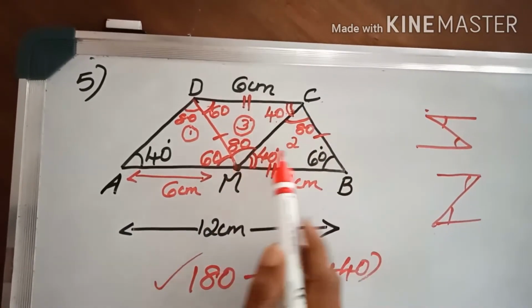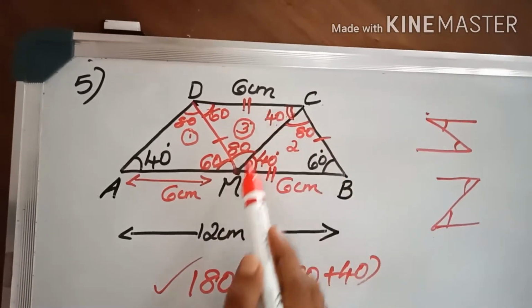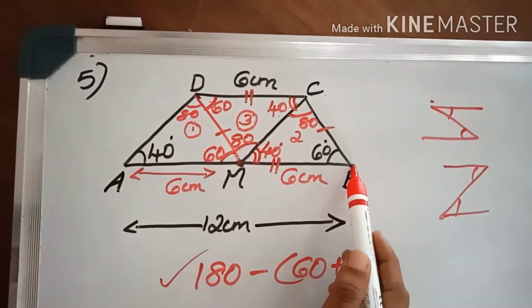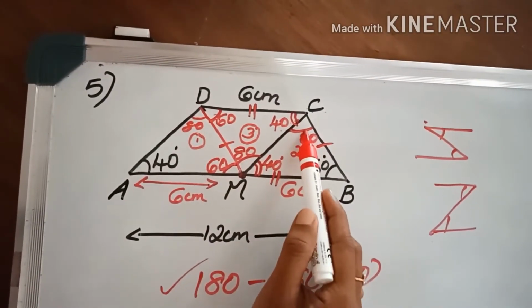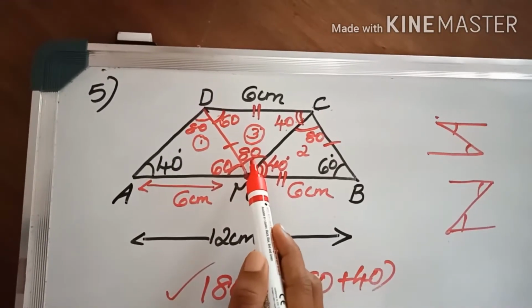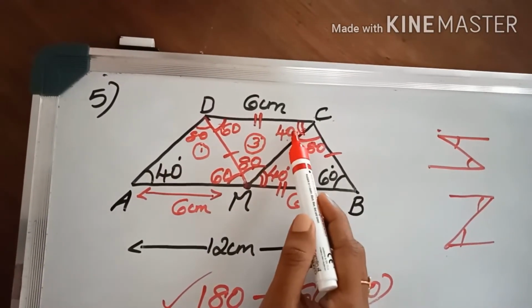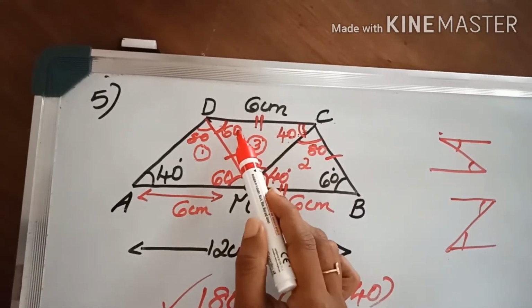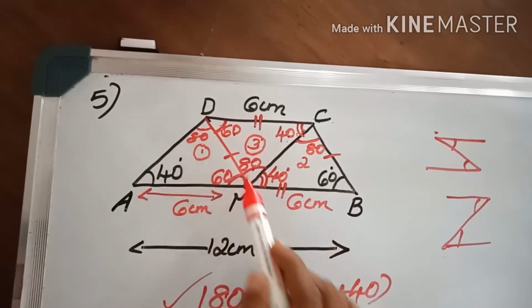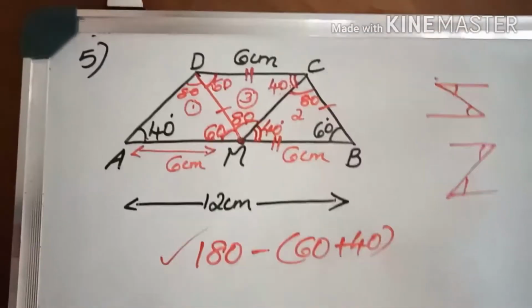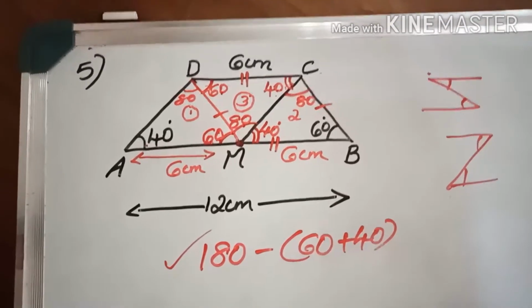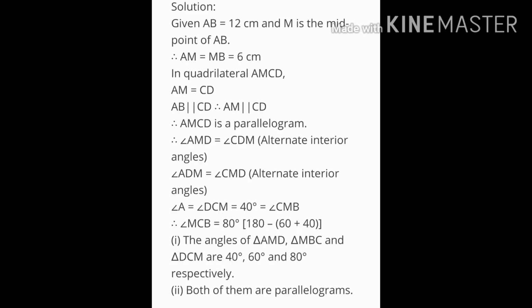Now parallelogram means again we can consider alternate interior angles, that is BCMD. This is also a Z rule. So this is 80 degree, which means this angle will be 80 degree. 40 we already got as the opposite angle. So 40, 80 means here it will be 60. If this is 60, its alternate angle here is 60 degree. So 40, 60 means here it will be 80 degree. So this is the answer. This is the way to write the answer for question number 5. You can write this answer in your notebook.